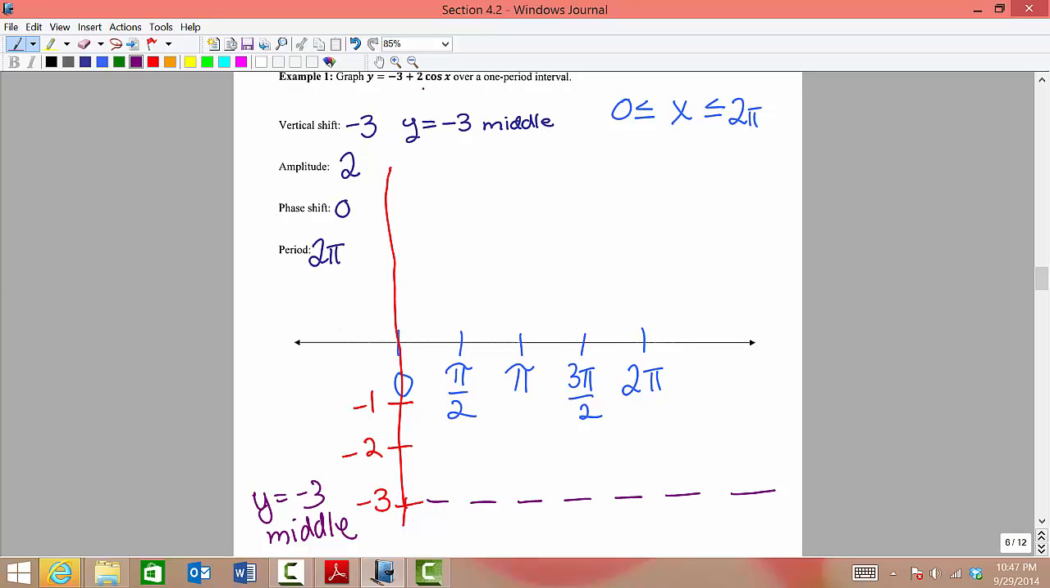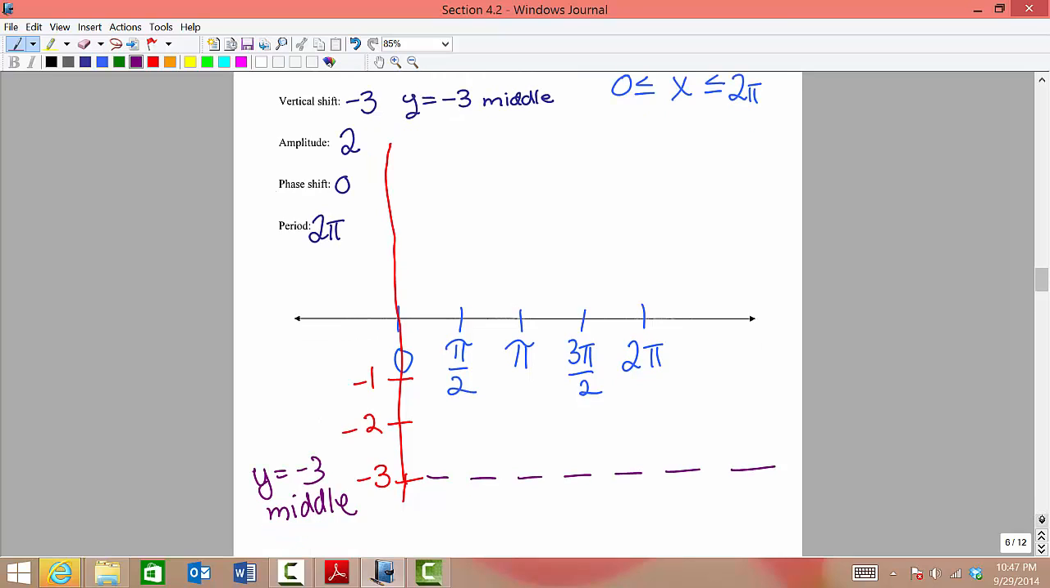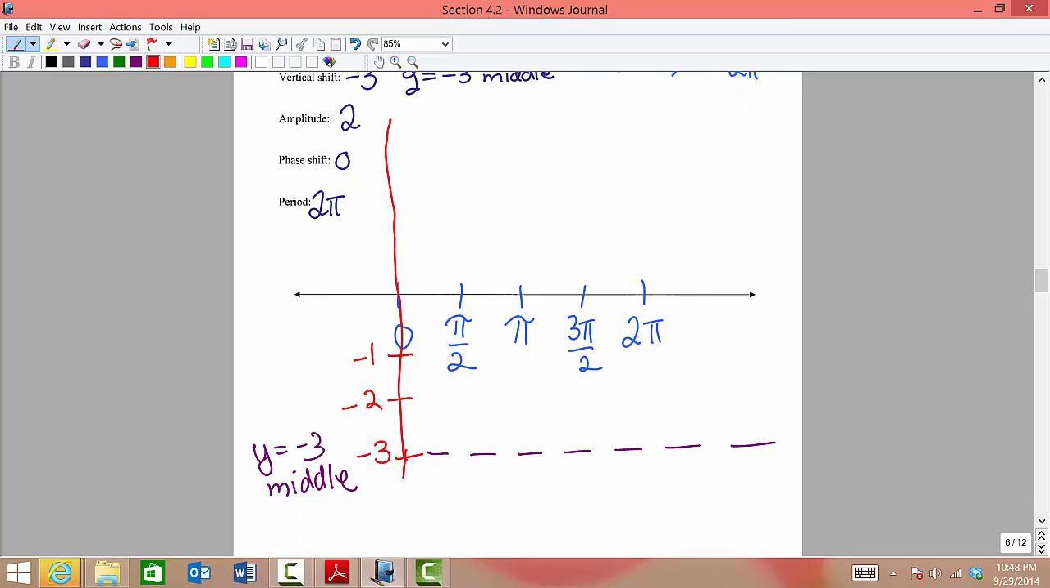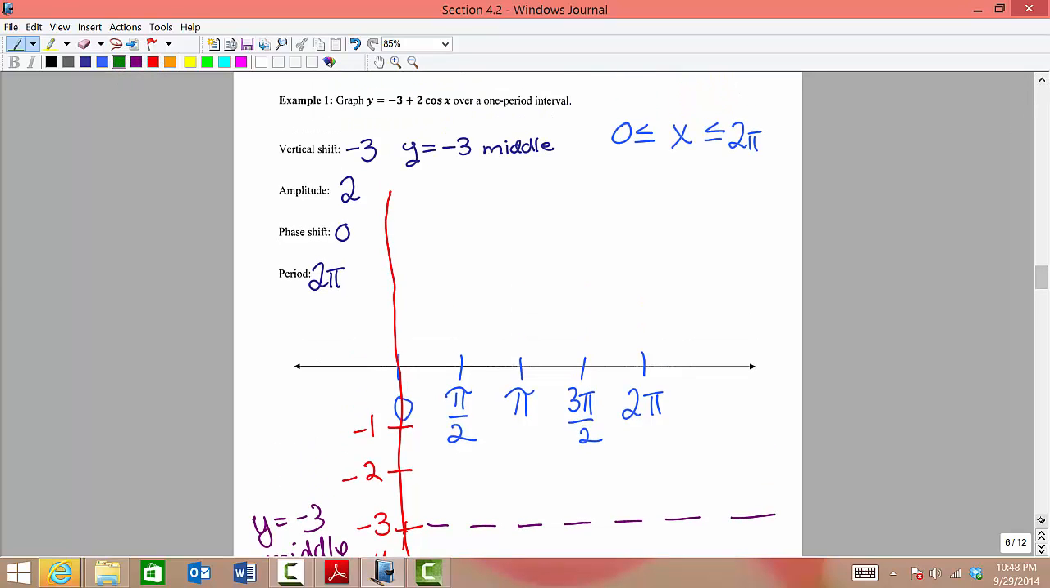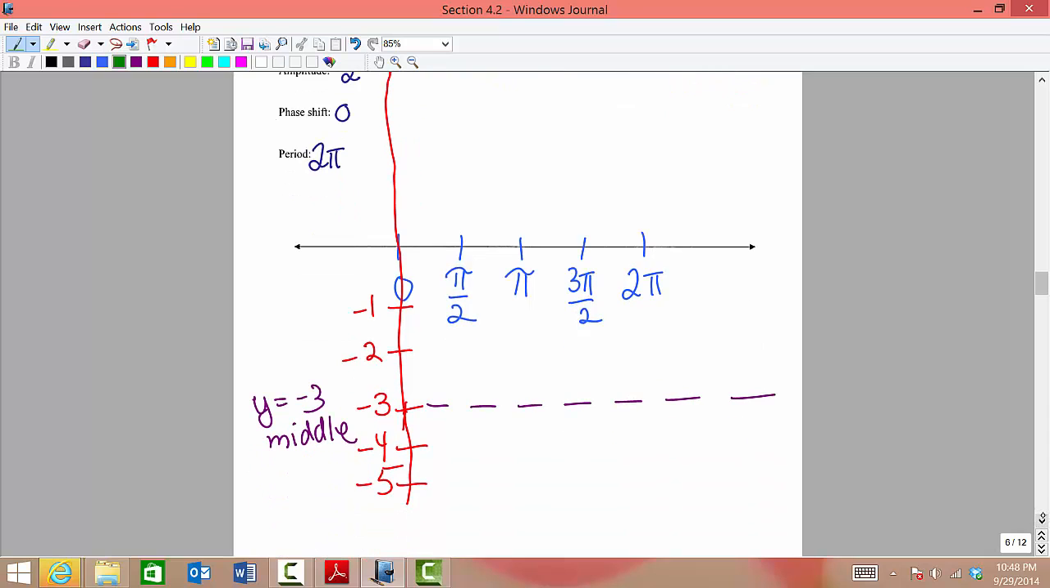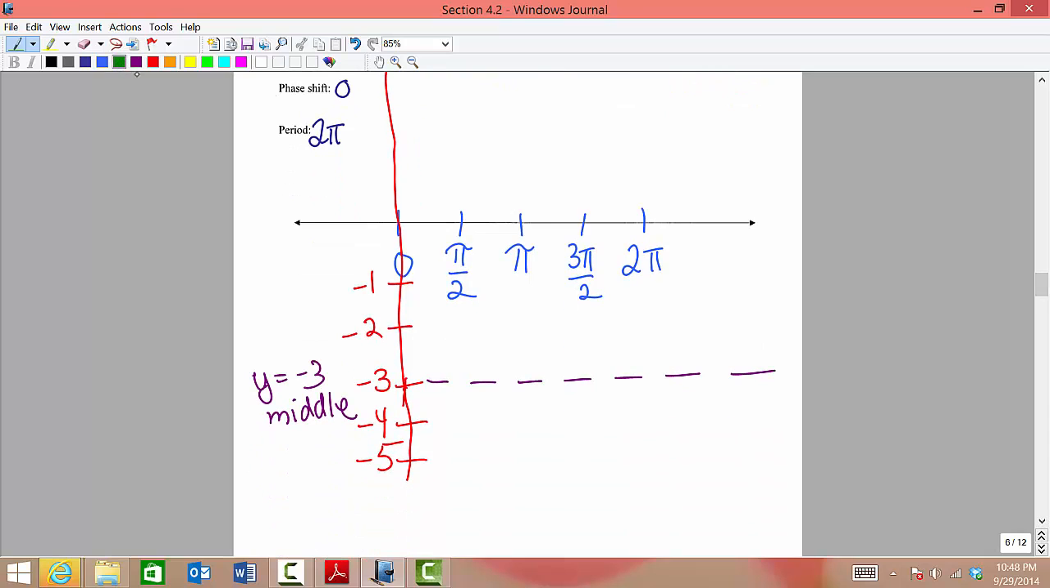The last thing that we're going to do is we're going to draw the cosine basic shape, and we're going to use an amplitude of 2. So that means that from the middle I need to go up and down 2 units from the middle. And we're talking about cosine, so we need to remember our basic shape for cosine with an amplitude of 2. So cosine, if this is the middle of my graph, cosine starts at the max. So we're going to go up 2 units from the middle. So here's the max.